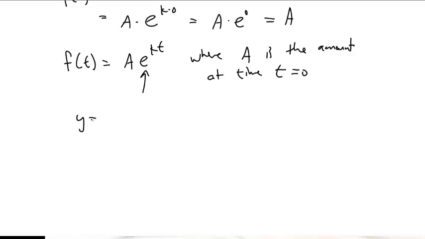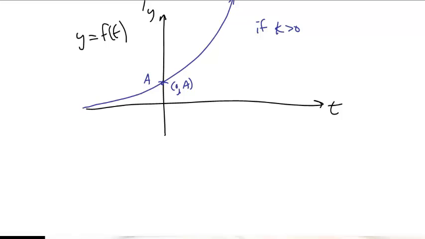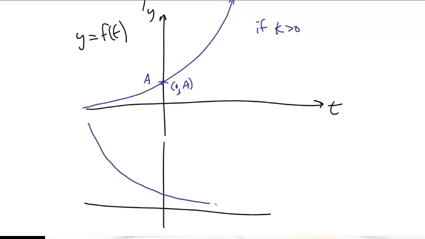The graph of y equals f of t, here's the t-axis, here's the y-axis, it goes up like this. And this amount here is a, the amount at time 0. So that's how much you have. This is for k greater than 0, and this is why populations grow what we call exponentially. If k is less than 0, then what we have is exponential decay, where here is 0 and a, that is the point a, and it goes down.